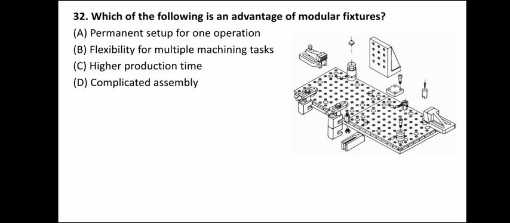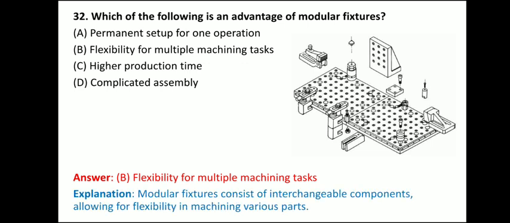Which of the following is an advantage of modular fixture? The answer is flexibility for multiple machining tasks. So this is your modular fixture and it is flexible. Even if the workpiece changes, you can use the same modular fixture, you can change its arrangement and you can use that fixture. So modular fixture consists of interchangeable components allowing for flexibility in machining various parts.